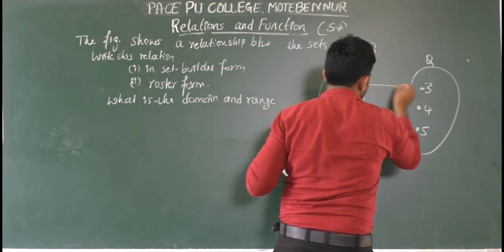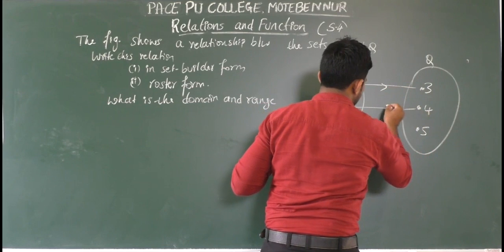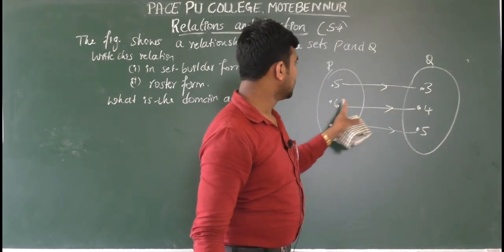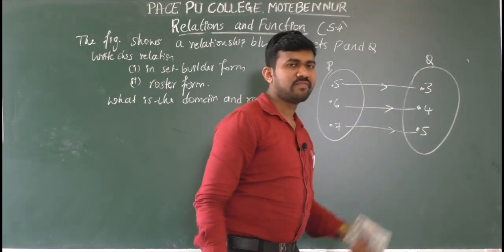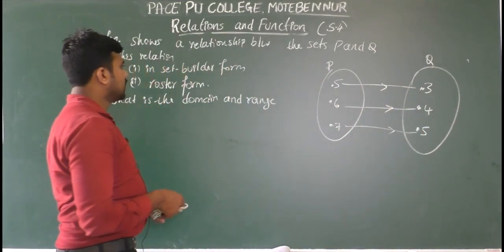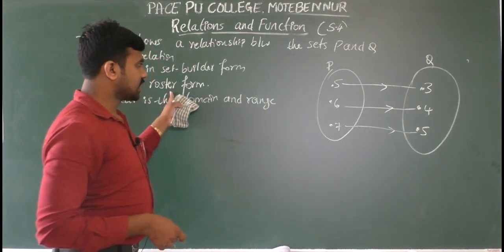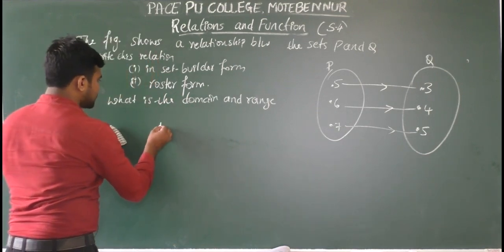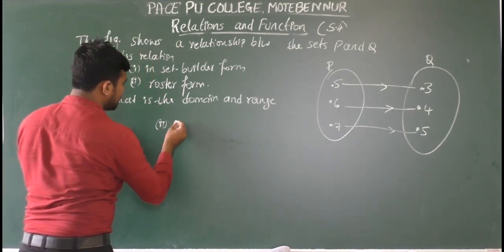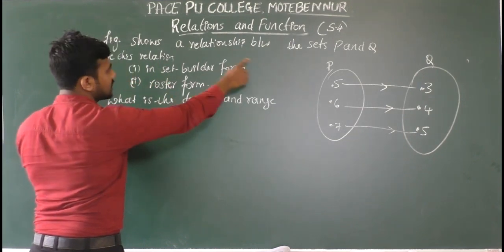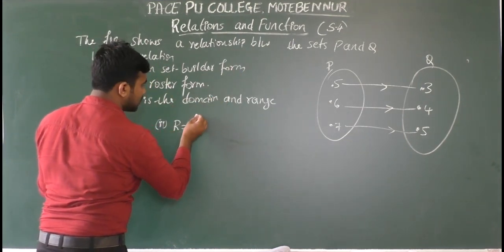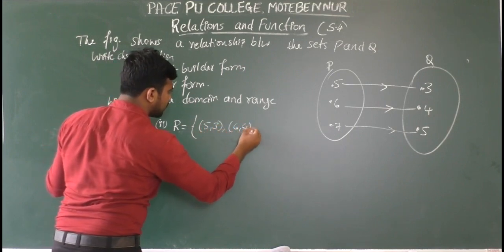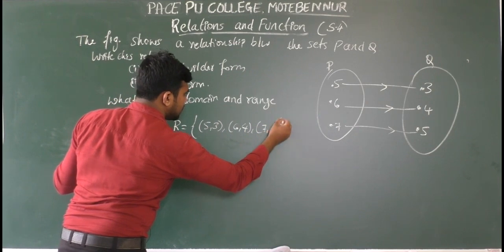As they have given a right arrow mark, this is the arrow mark, what is the meaning of that? 5 is related to 3, 6 is related to 4, 7 is related to 5. So directly we can answer your second question. Roster form we can write directly, right? So for the second sub question I can answer it directly. R is a relation we need to consider here. R is equal to the set of all (5,3), (6,4), (7,5). So you got the answer directly.